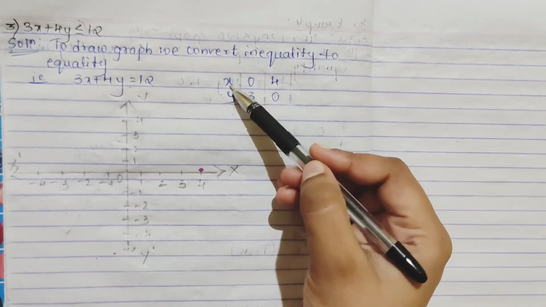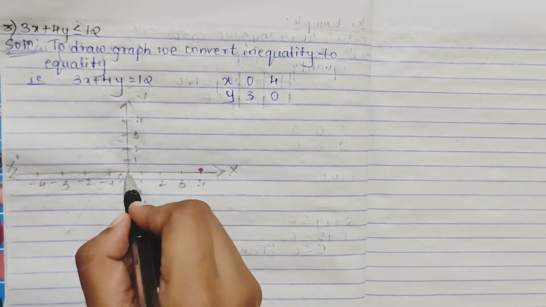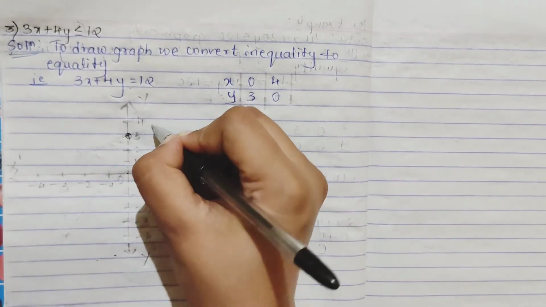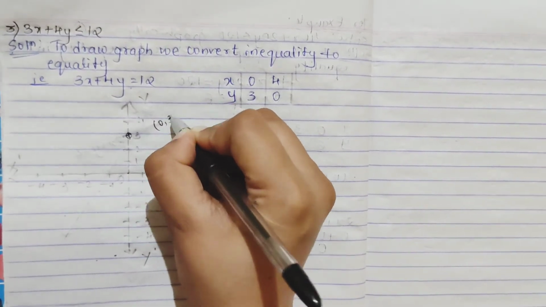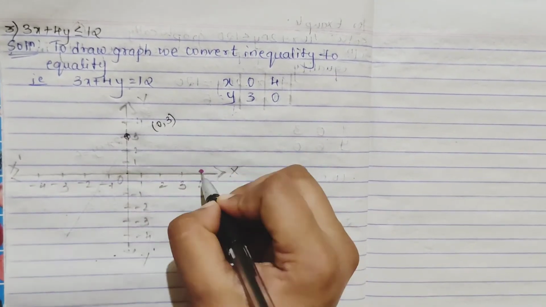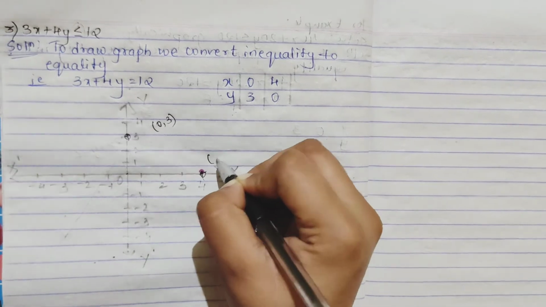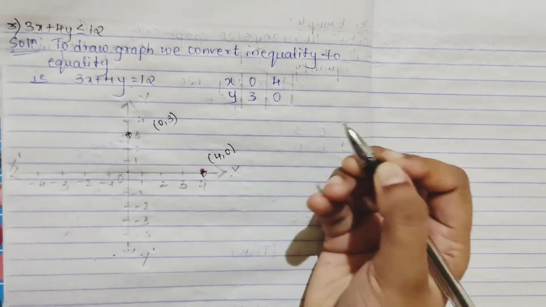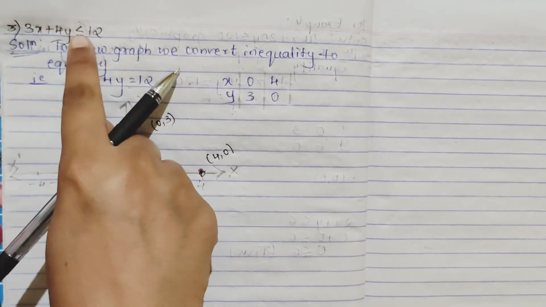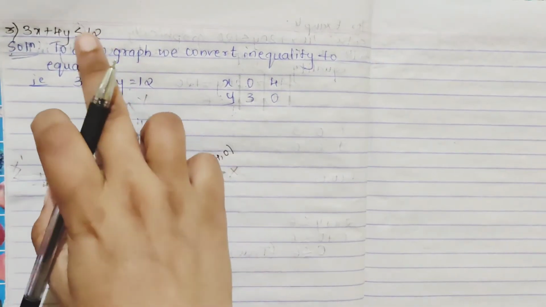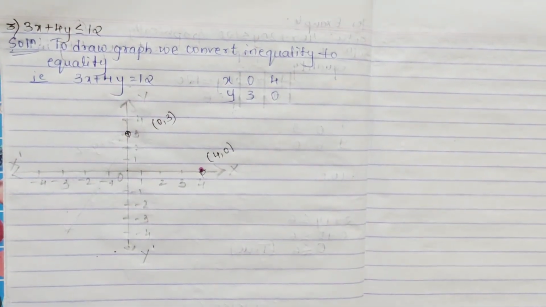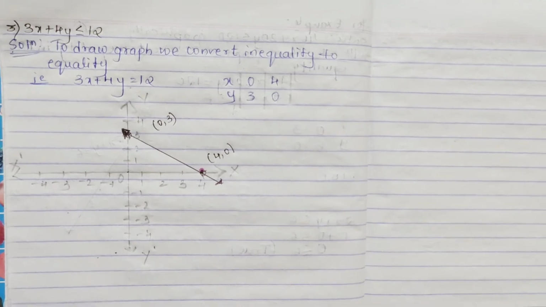So what I've taken: when x is 0, y is 3. So when x is 0, y is 3, which means you're getting this point. Here I'll write when x is 0, y is 3. Second is when x is 4, y is 0. So you'll get this point. Okay, now we have to draw the line. Again, make sure what this sign is. It is less than or equal to, which means the line will be a solid line. Okay, see, you have got a solid line.